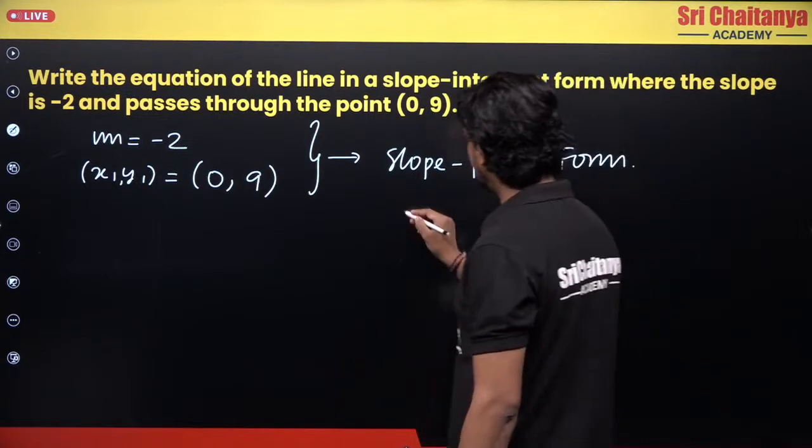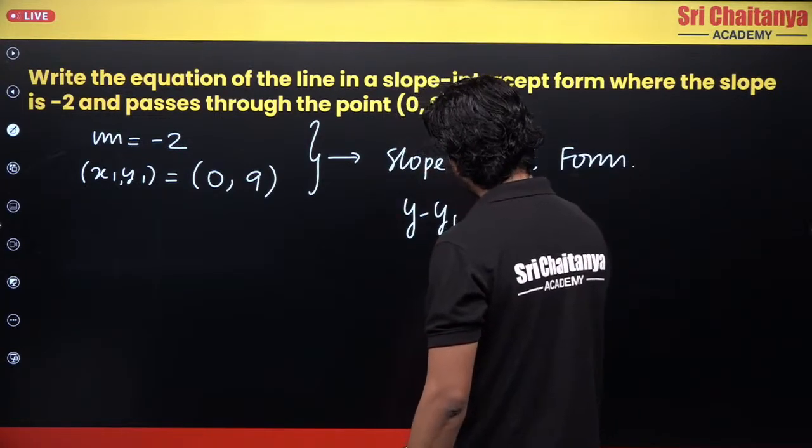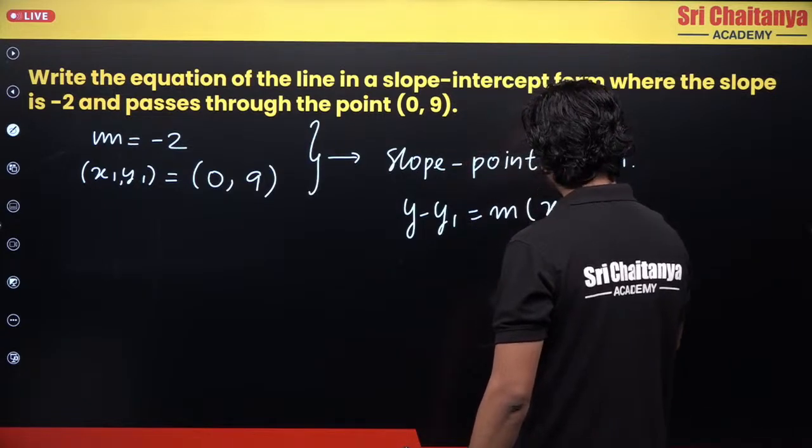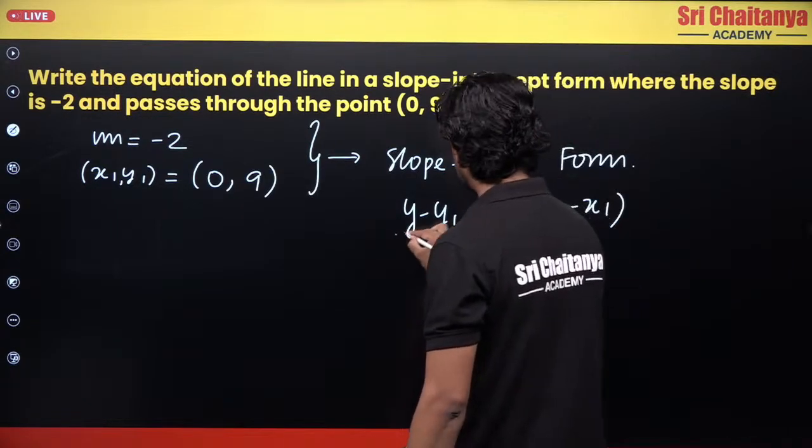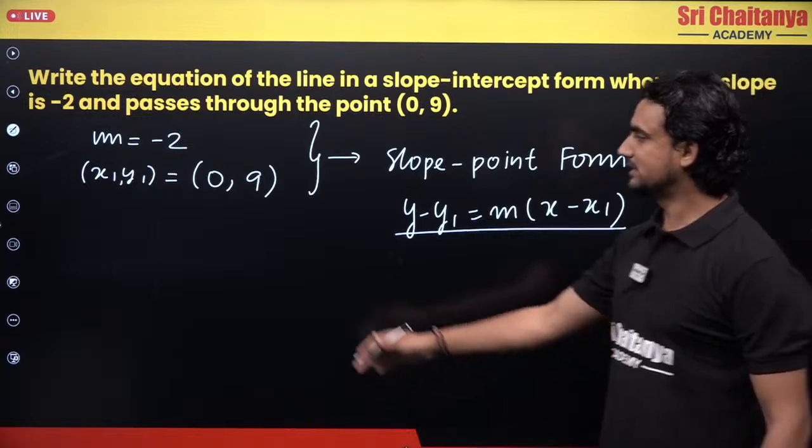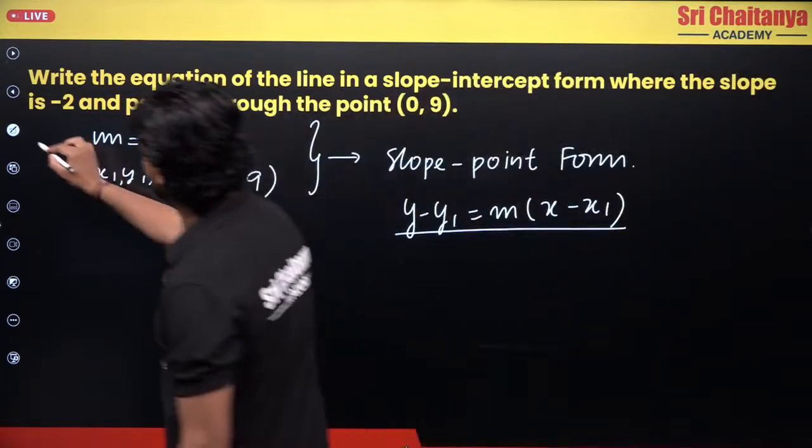And what is slope point form? y minus y1 is equal to m(x minus x1). So this is the slope point form. Just substitute the values here. So what do I get?